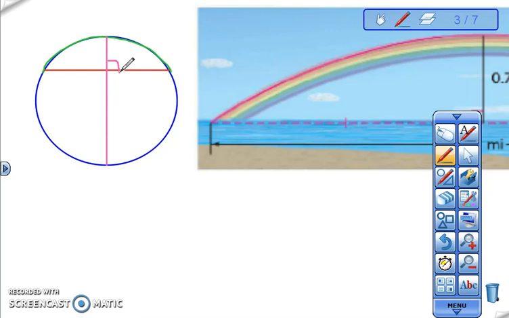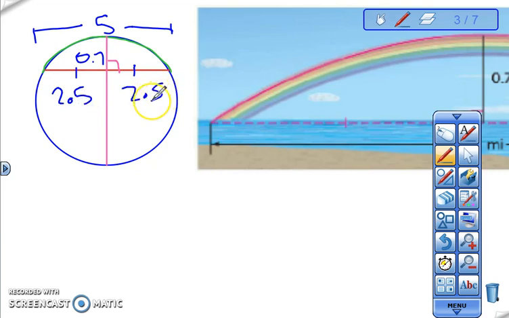Alright, so if we label everything, we've got the 5 miles going across and the 0.7 miles on the inside. Because this is a right angle, we remember that the chord is being bisected. And the pink chord must be the diameter of the circle. So we notice the only thing we don't have filled in is this part right here.